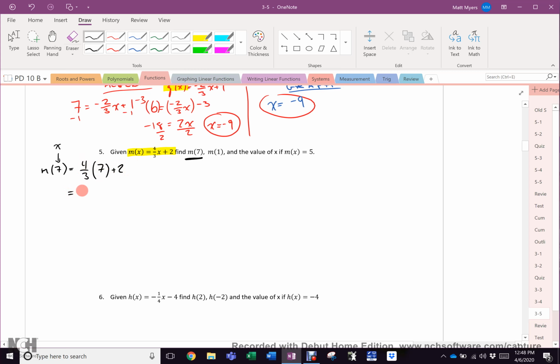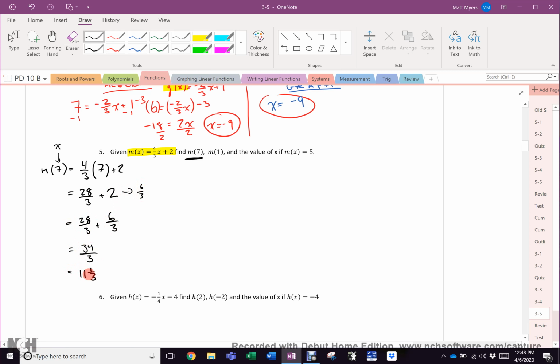7 times 4 is 28 over 3 plus 2. Now, you all know that I can't add those, so that becomes 28 over 3 plus 6 over 3, because that is 6 over 3. So that's 34 over 3, which is 11 1/3.